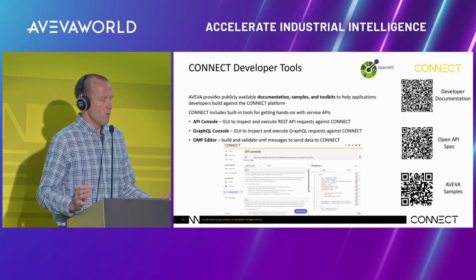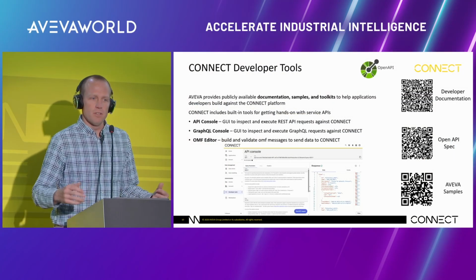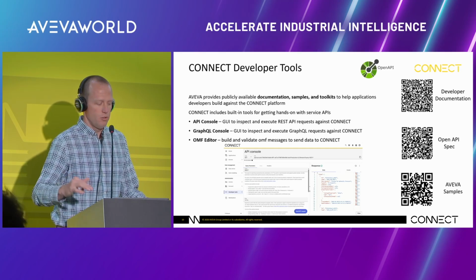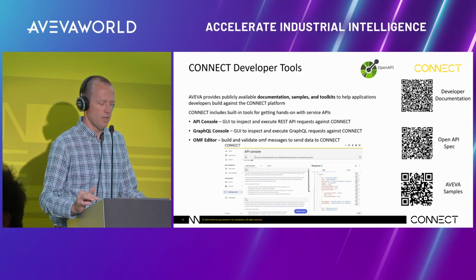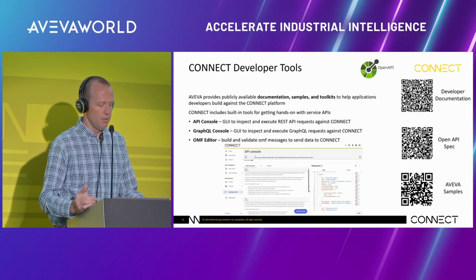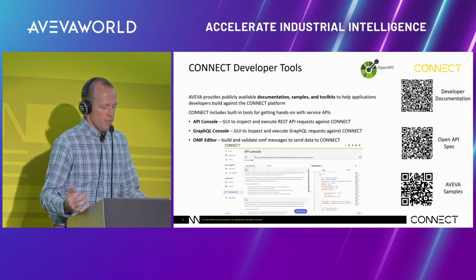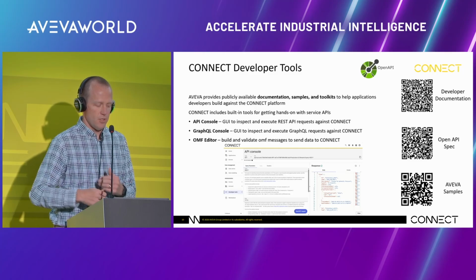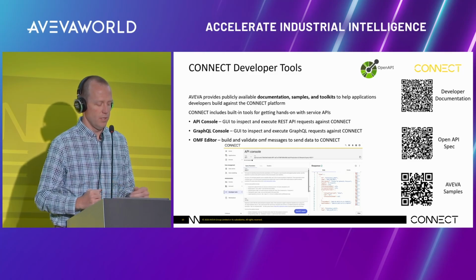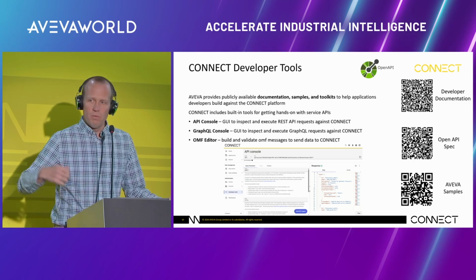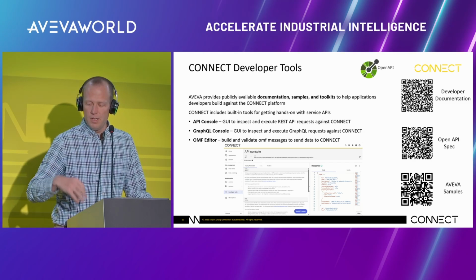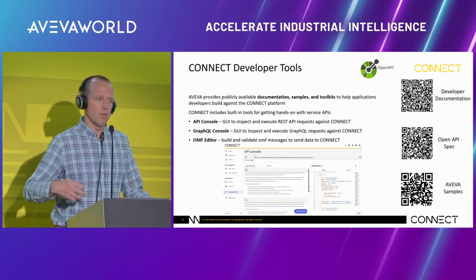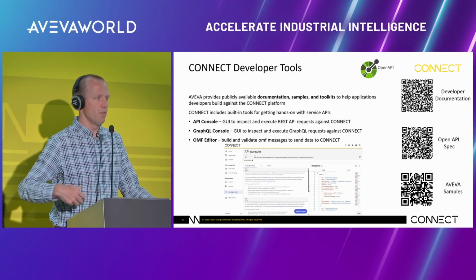But now that we're through our introduction, I want to talk about some of the things we are doing in the modern Connect to help you as a developer accomplish whatever you need to accomplish. So these are some of the developer tools that are available. AVEVA publicly provides things like documentation, samples, and toolkits. So we've got a bunch of different QR codes here. If you wanted to look at those, we have the developer documentation. So this is going to be like your APIs.